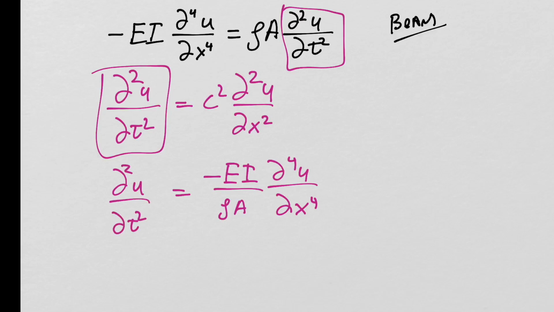These are two separate equations. I don't want you to think that we're going to immediately set this equal to this, right? That's not what we're going to do. But this is the beam equation isolated for the second derivative of our formula with respect to time. And this is the ideal wave equation.